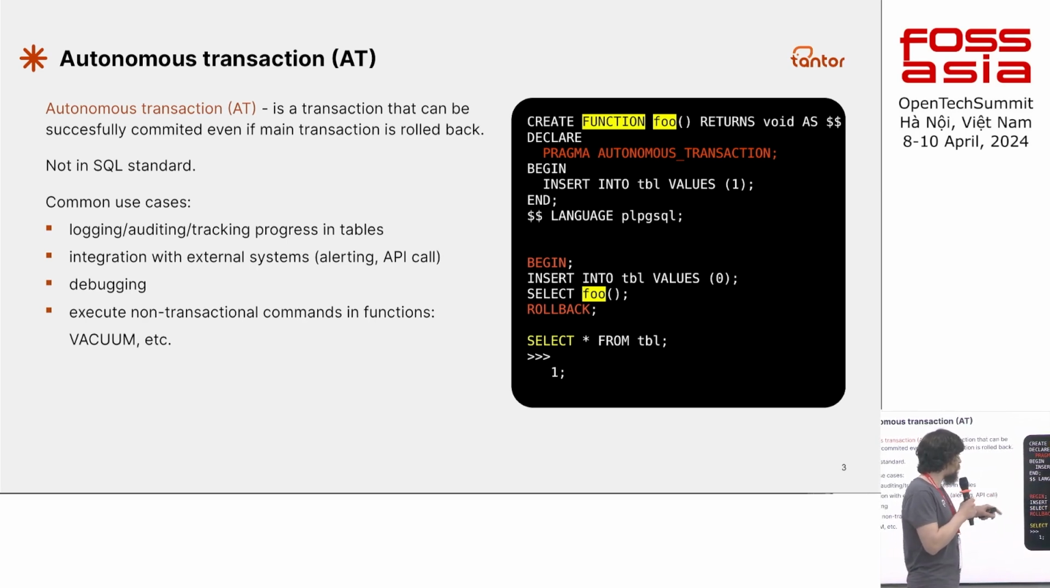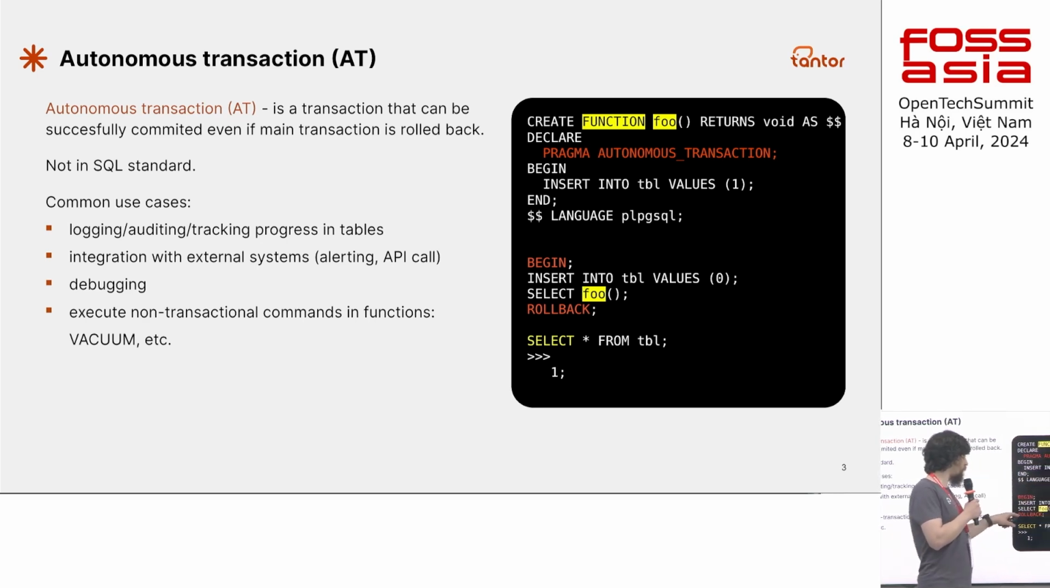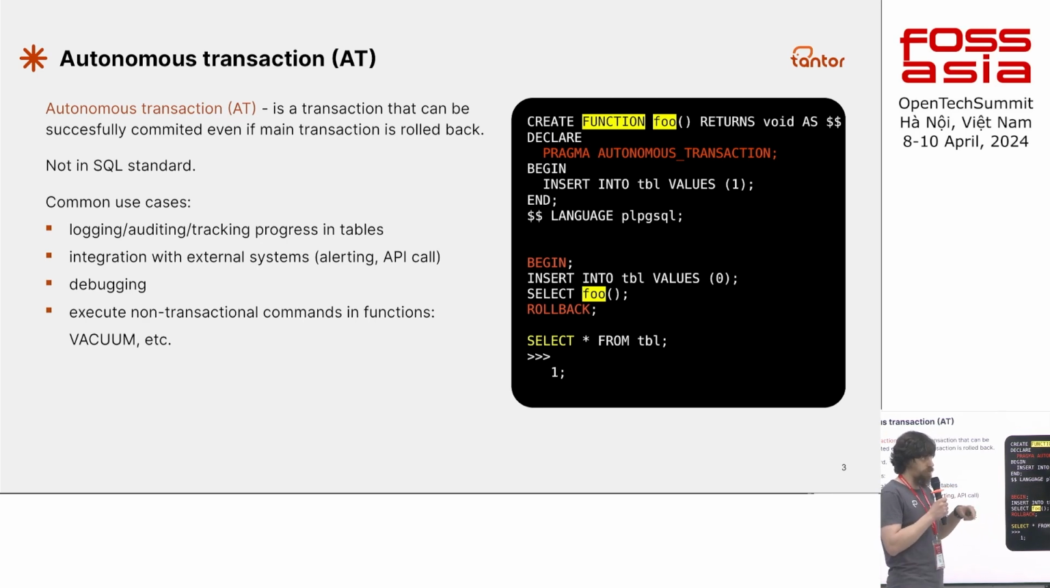Let's analyze the example. In the main transaction, we execute begin. It starts the transaction. Then we insert the value 0 into the table. Then we call the function, which inserts value 1 into the table. And then we execute rollback, so our main transaction should roll back.